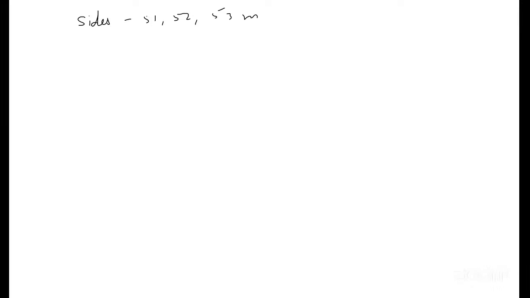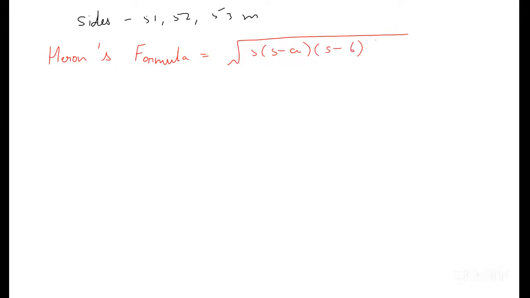Okay, so what is the first step? Using the formula to calculate the value of S. Okay, first, what is Heron's formula? Ma'am, S square root of S into S minus A into S minus B into S minus C. Yes, Hendrik, equals root S, S minus A, S minus B, and S minus C. Okay, A, B, and C we have, okay? A, B, and C are what? The sides of the triangle.